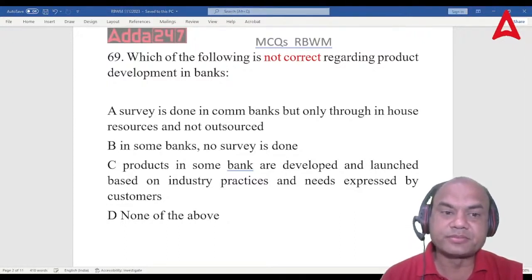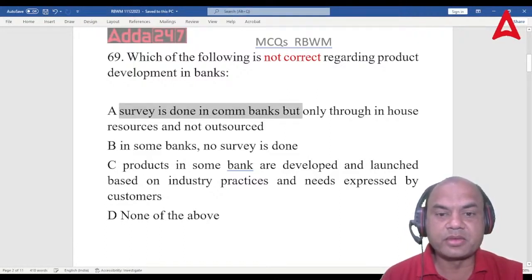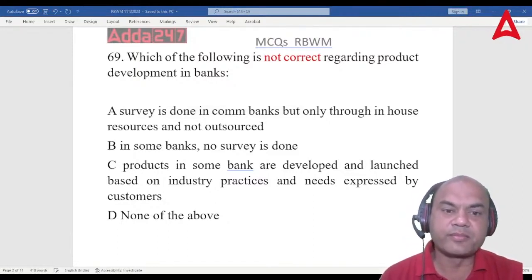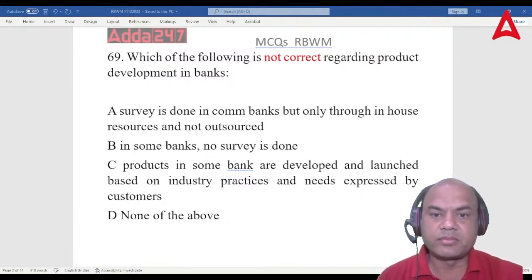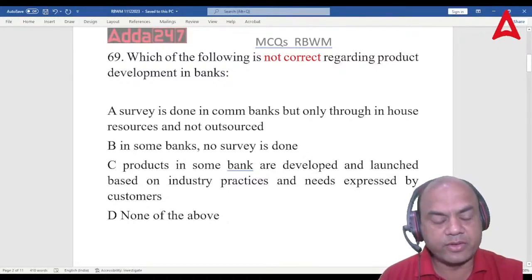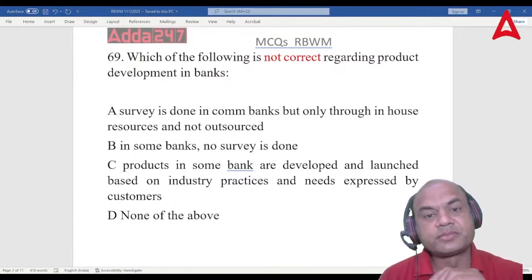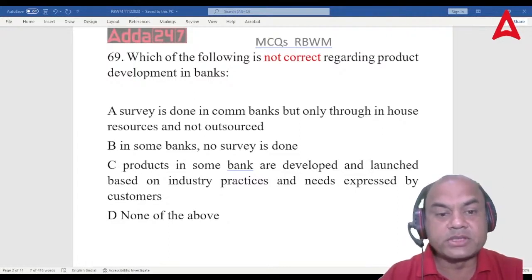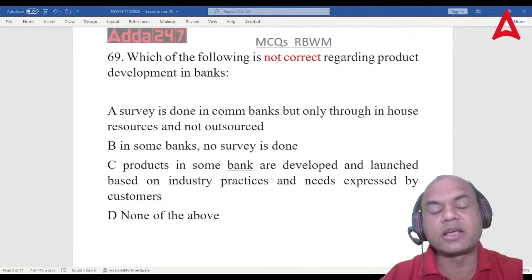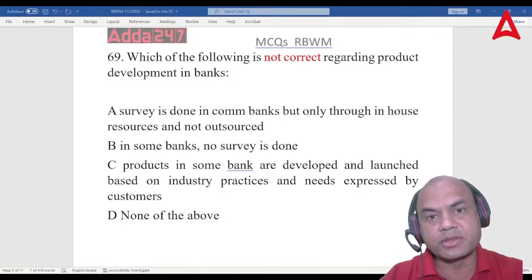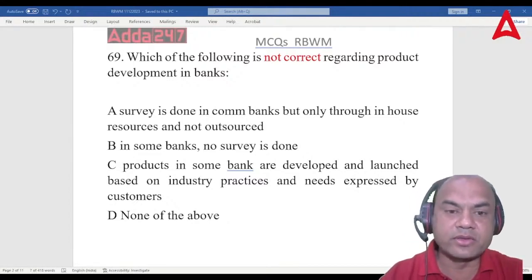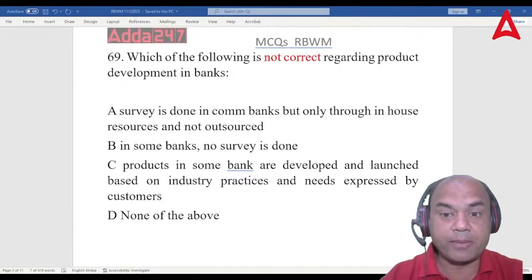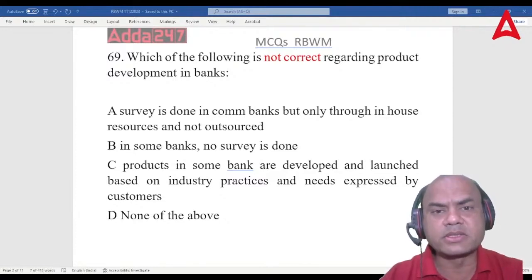Think over it. I'll wait for half a minute because this is a typical one. See here: survey is done in commercial banks, but only through in-house resources. So, firstly, what are commercial banks? Commercial banks are nationalized plus private; both are commercial banks. So do they survey in-house? Think over it. Number two, no survey is done in some banks. It happens in many of the cooperative banks.